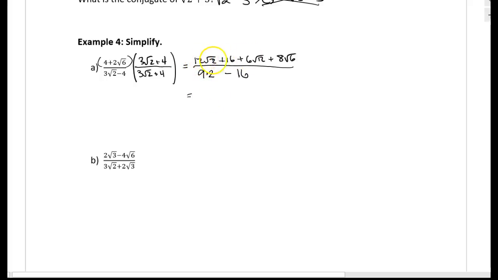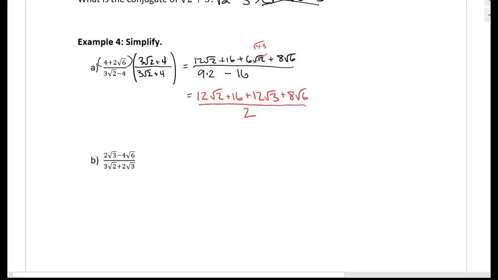So I'm looking here and I try and see if there's anything I can simplify. Root 12 breaks down into root 4 times 3. Root of 4 is 2, so I'm actually going to have 12 root 3 there. But other than that, I can't really do much in any of those terms. So I've got 12 root 2 plus 16 plus 12 root 3 plus 8 root 6, all divided by 2.